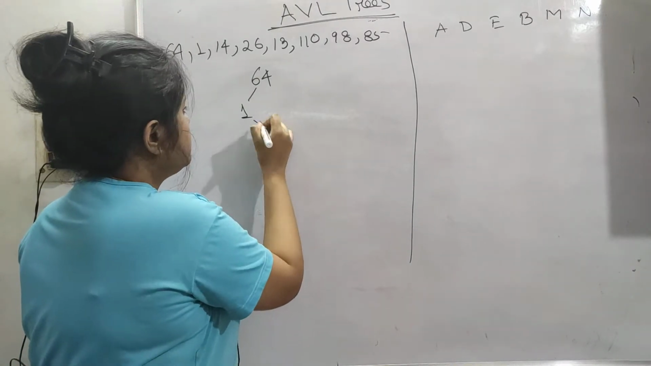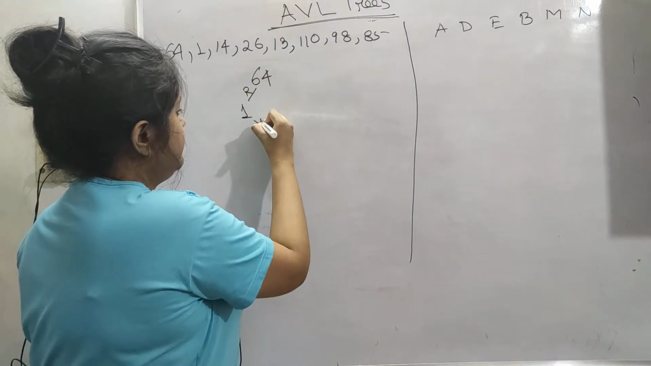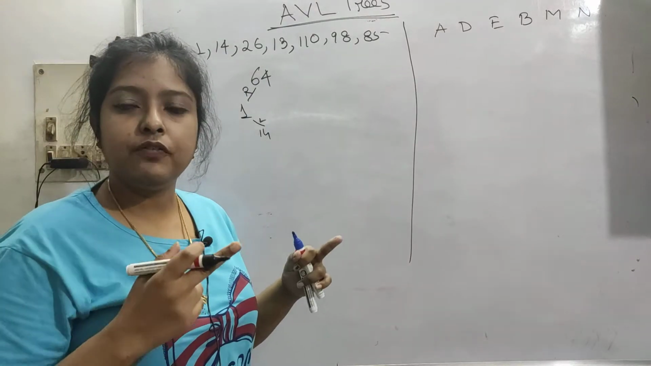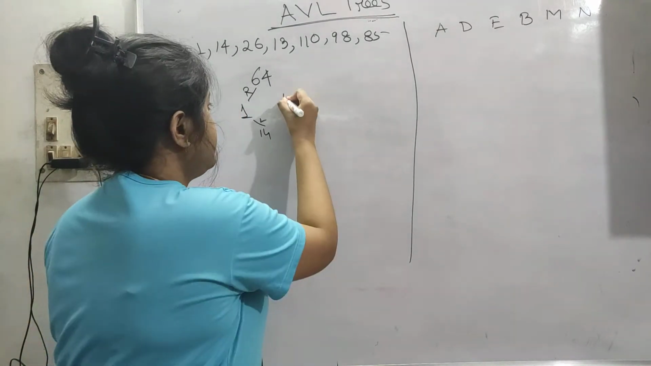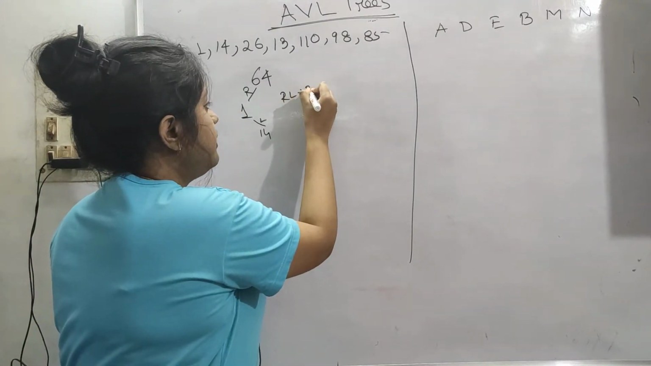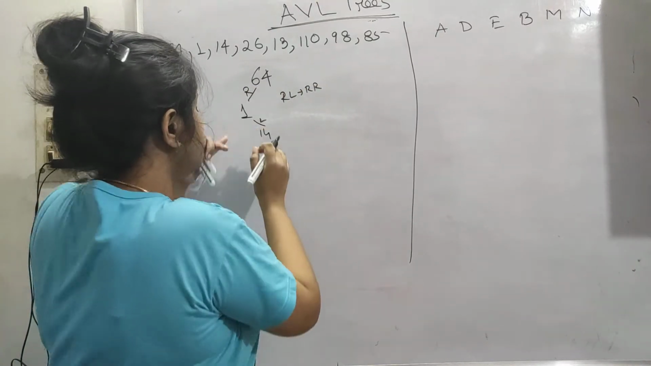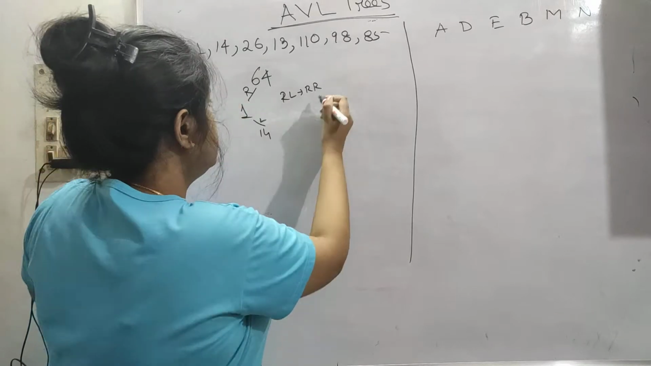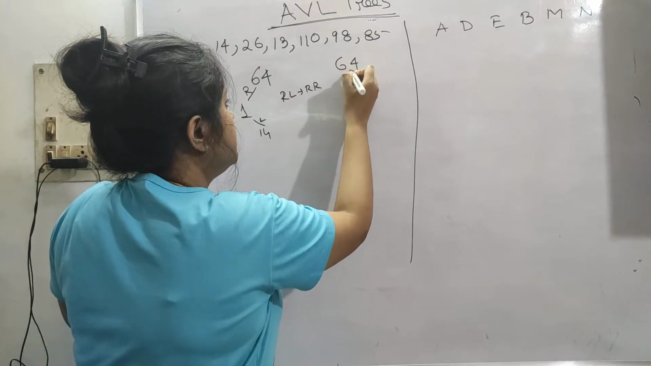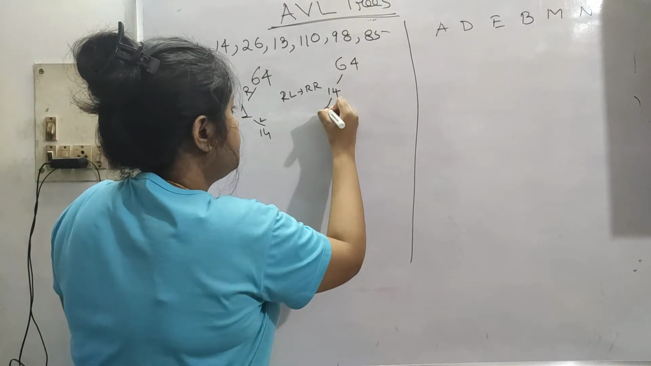So here you can see this is right then left. So for right left, we have to do right right first. Right left to right right. Then again we have to do the balancing. So here it will go down: 64, 14 here, 1 here.